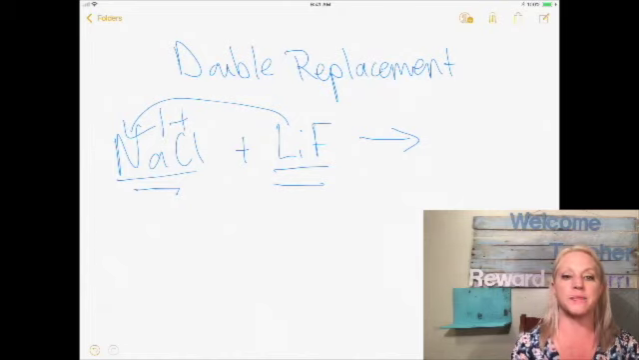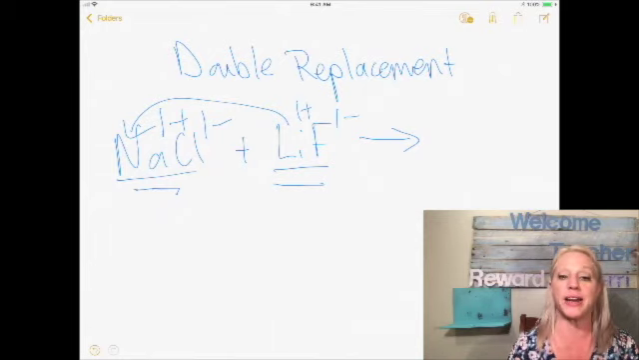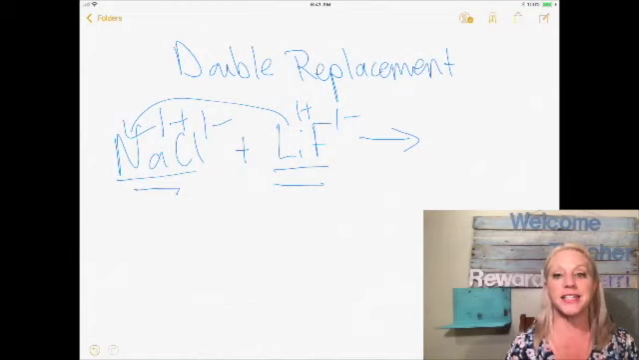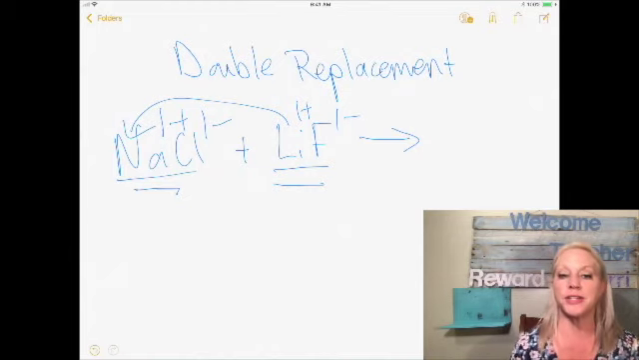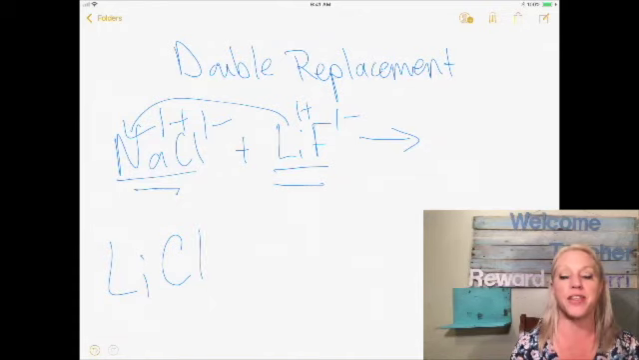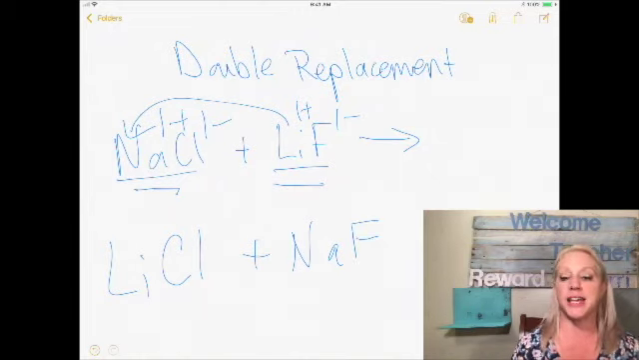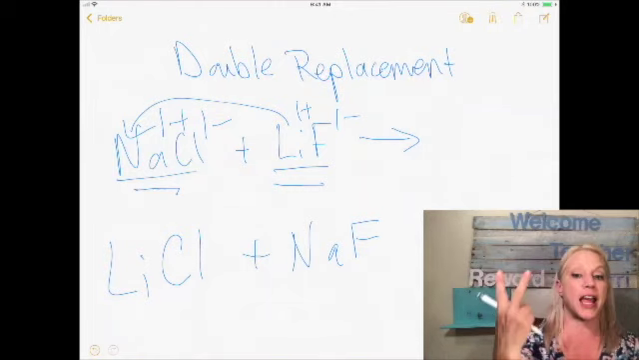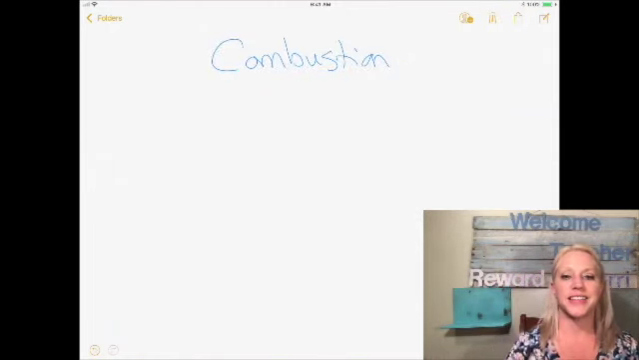Again, sodium has a +1 charge, chlorine has a -1, and lithium has a +1 charge and fluorine has a -1. In this case, it's easy because all have the same charges. So in this case, lithium will swap out with sodium, produce lithium chloride, and sodium will swap out with lithium to produce sodium fluoride. In this case, we have 2 reactants and 2 products.